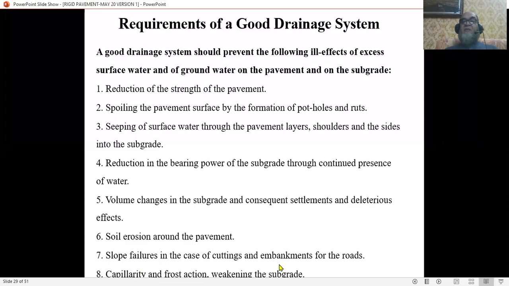There are also slope failures in the case of cuttings, and capillarity and force. Capillarity is the reverse flow. When you have a subgrade soil like clay, the water comes up through it, just like water rising in a thin tube from a water tray or water tank. Eventually, this weakens the subgrade, and once it gets to the subgrade, it will reach the pavement from the bottom and destroy the pavement. There will be loss of support, and that's why we need a very good drainage system.